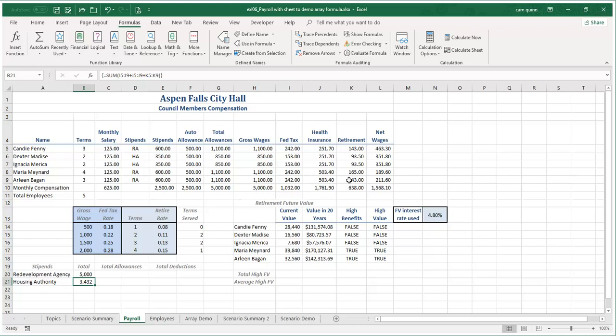Okay. Skill number 9 is conditional sums. So skill number 9 and skill number 10 are conditional sums. We're going to do a SUMIF and a SUMIFS. These are a little bit more confusing.